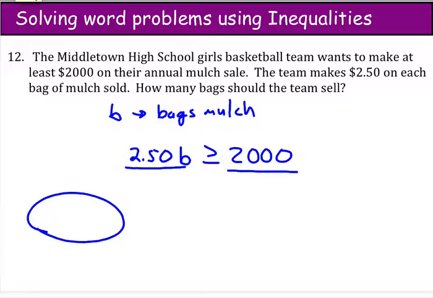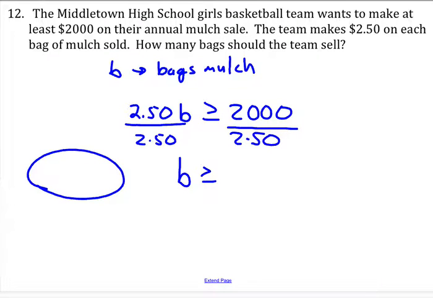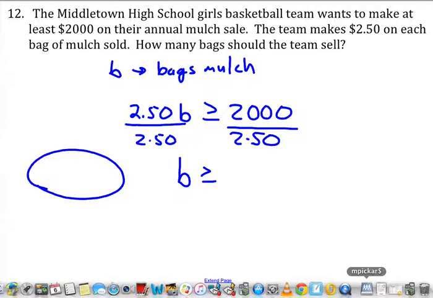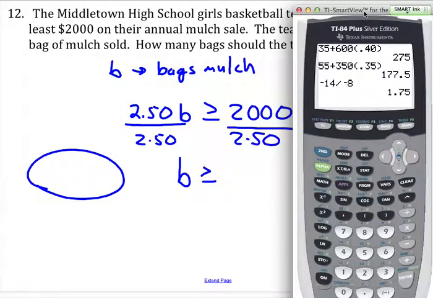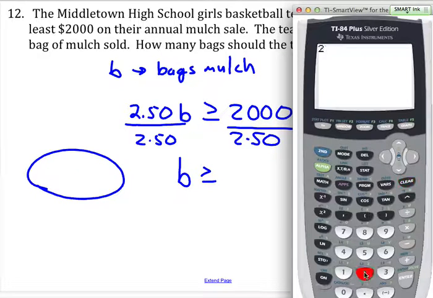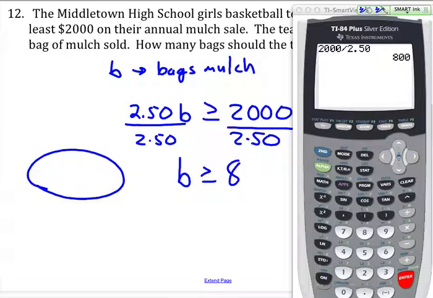To solve, we're going to divide both sides by 250, and B is greater than or equal to, what do we got here? Grab my calculator. So 2,000. Let's clear this out. 2,000 divided by 250. 8. So the number of bags of mulch has to be greater than or equal to 8. If they sell 8, they'll get 2,000 exactly. If they sell more, they'll make more.